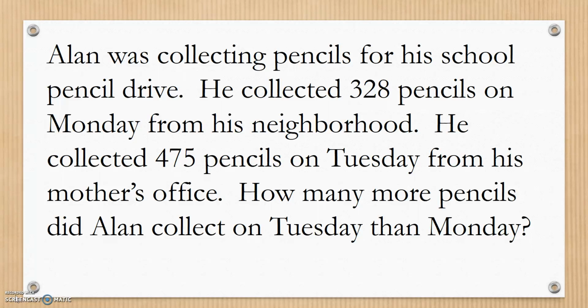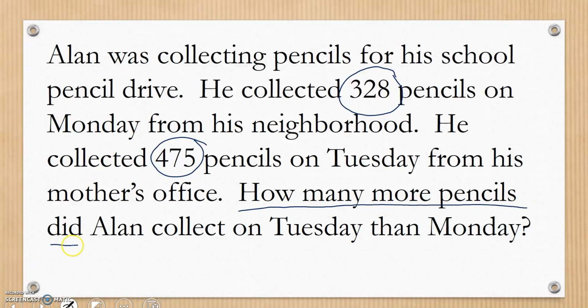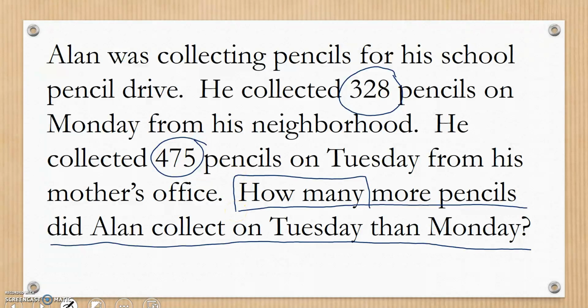So the same thing, I'm going to circle my numbers, 328 and 475. I'm going to underline my question, how many more pencils did Alan collect on Tuesday than Monday? I'm going to put a box around my keywords. Again, how many? And now I've got to look for more. How many more, that's a good keyword, pencils did Alan collect on Tuesday than Monday? When I want to know more than, I am going to be subtracting.